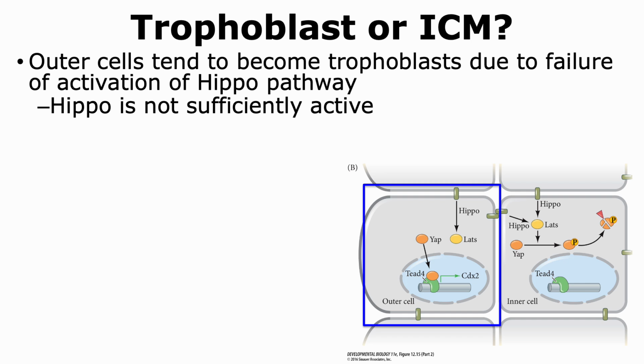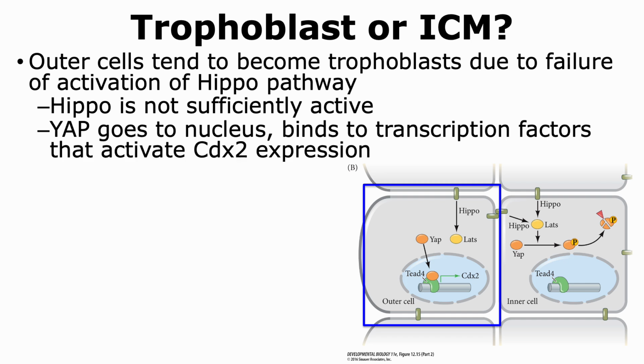There will be one side where there are no cadherins that allow association with another cell, and that is the leftmost side that we can see in this figure. Due to this, there's not enough activation of the Hippo kinase. And because of the inactivation of Hippo kinase, the YAP goes to the nucleus. So YAP is a protein, and it can associate with the transcription factor TEAD4 and activate CDX2 expression.